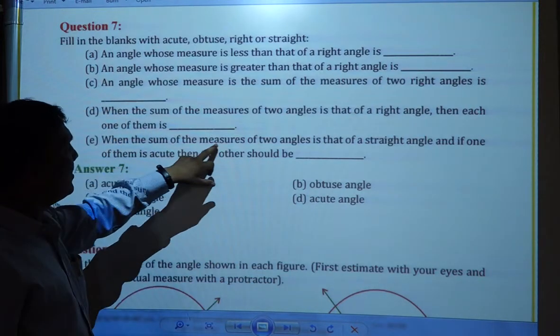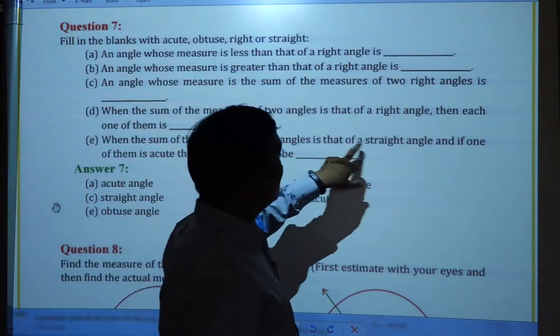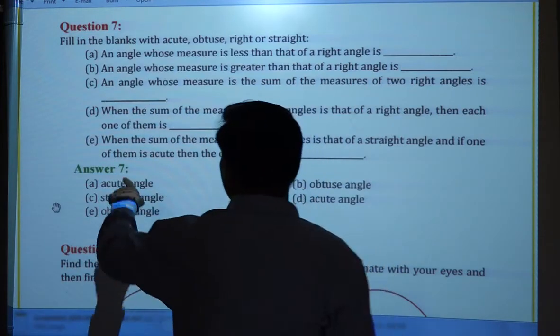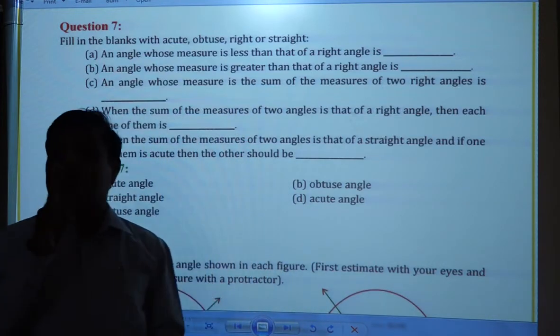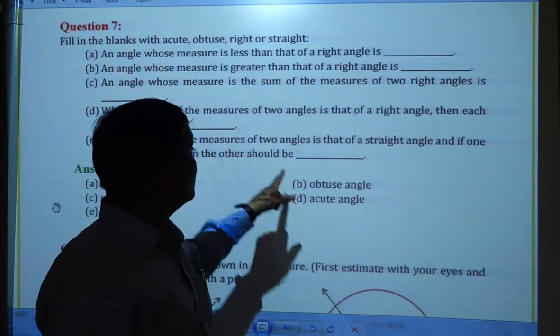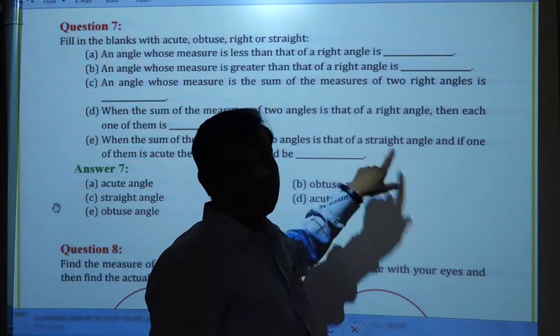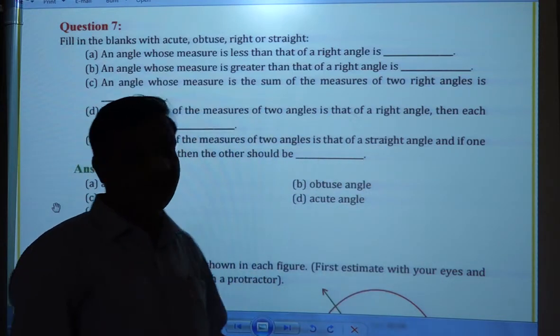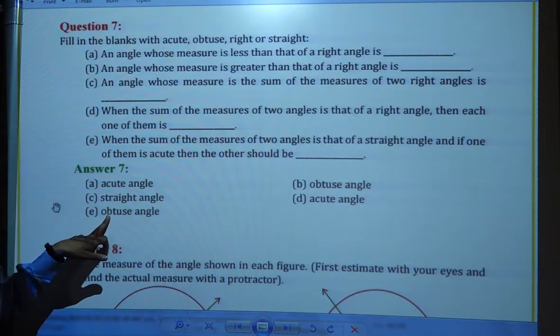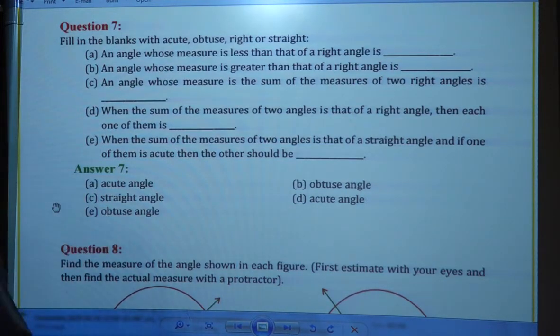When the sum of the measures of two angles is that of a straight angle and one of them is acute, the other one should be, if we add two angles, the measurement of the two angles is what? Straight angle. And one of them is an acute angle, so the other one is definitely an obtuse angle. Next question.